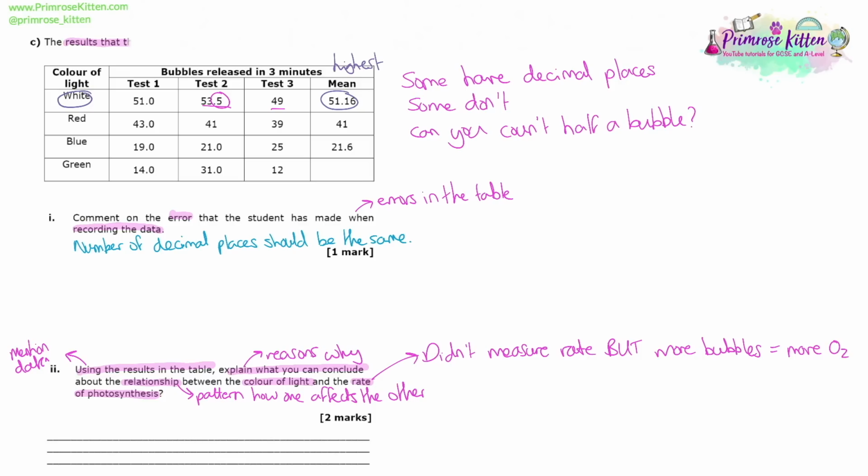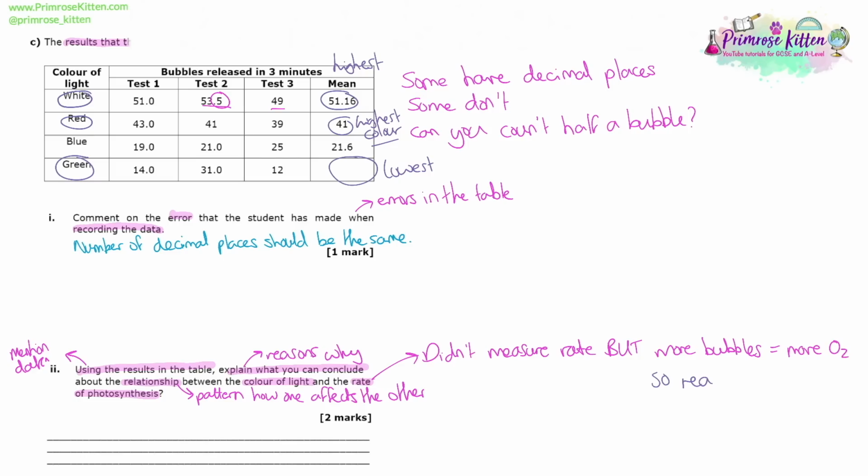So the highest number of bubbles in the same amount of time in 3 minutes was with white light, and the lowest was with green light. If you're thinking about the separate colours of light, though, then red has the highest out of the individual colours. So we can use all of this information to write an answer. We're going to choose what we're going to talk about. You could talk about the red versus green and the individual colours of light and that pattern. Or you could just say that white light produced the highest amount of oxygen in the same time. So that means it has the highest rate of photosynthesis.